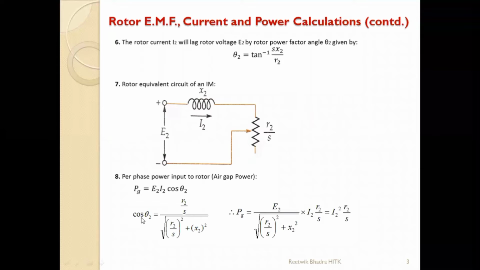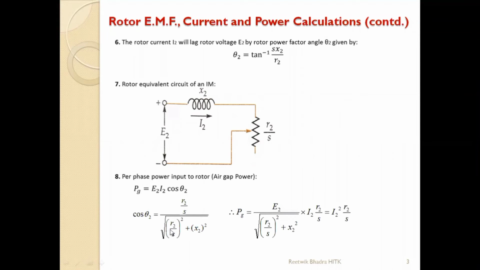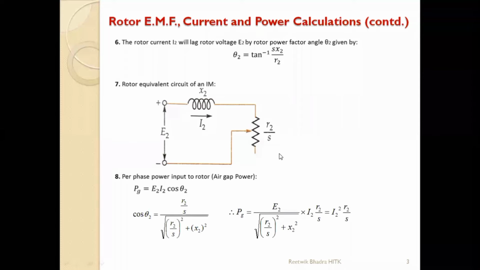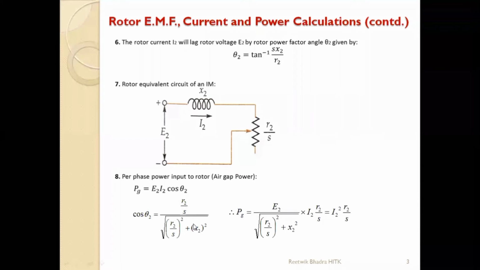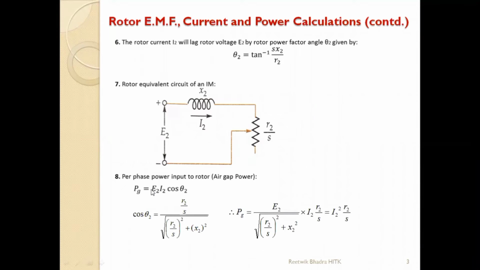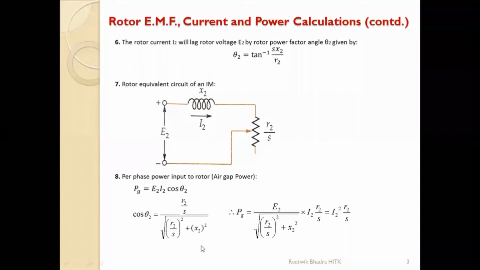What is cos theta 2? R by Z. What is R? R2 by S. What is Z? Root over R square plus X square. So root over R2 by S square plus X2 square. Correct? Written over here R by Z. Substitute this cos theta over here. So it becomes E2 into I2 into R2 by S by this square root.